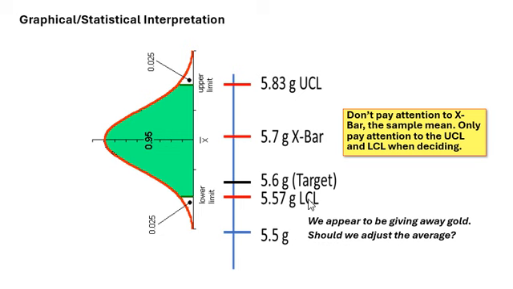Anyways, your upper limit and lower limit you get from calculating the confidence interval. So this is your interval, that is your target, and this is your sample mean.